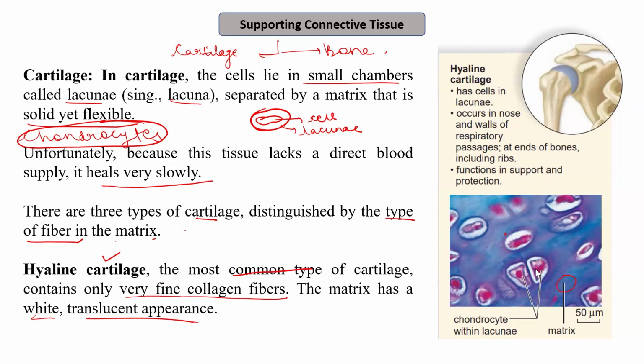It occurs in the nose and walls of the respiratory passages, and at the end of the bones, including ribs. The function of hyaline cartilage is to provide support and protection. So hyaline cartilage is the most common type of cartilage. It mainly consists of very fine collagen fibers, and the matrix has a white translucent appearance when we visualize it under the microscope. And the cells which form the cartilage are known as chondrocytes, which are present within the lacunae inside the matrix.